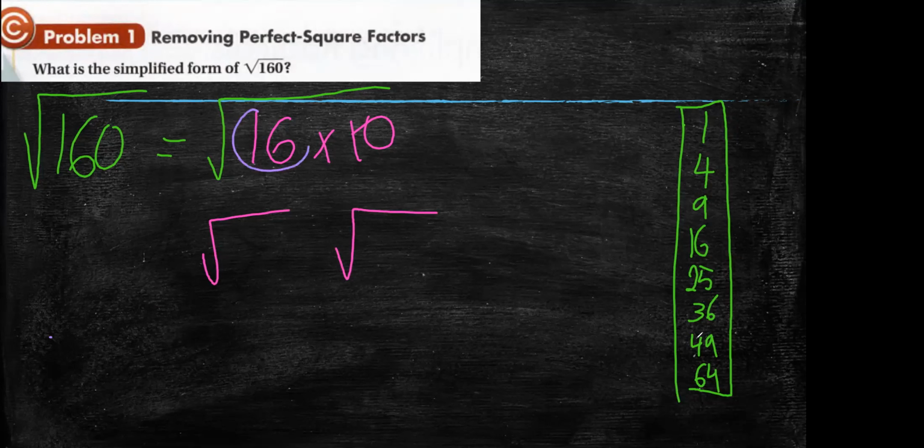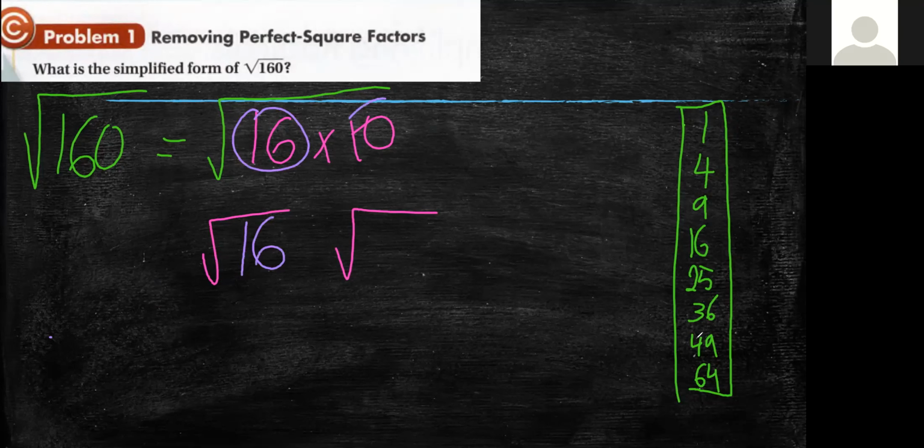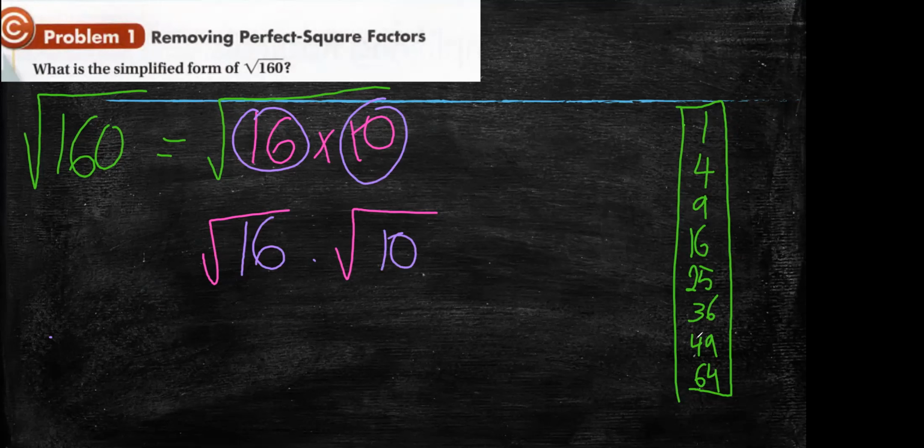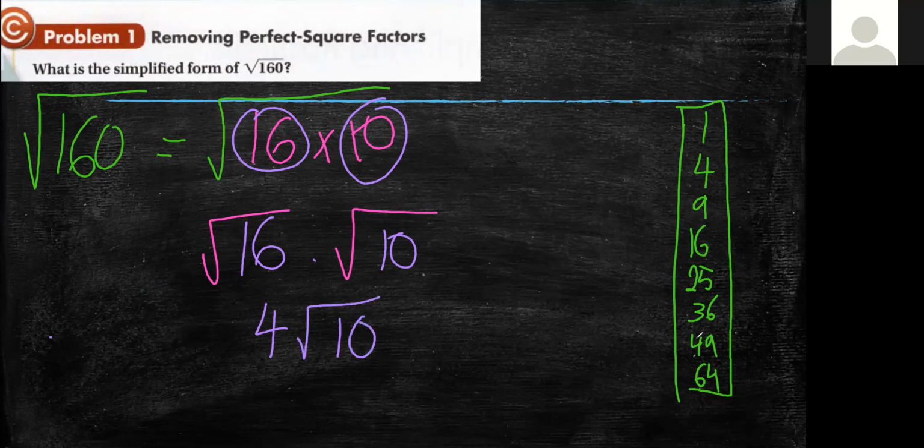I have 16, I will write it here. And I have the 10, I will write it here. Okay? Then, what is the square root of 16? 4. And the square root of 10? There's no. So I will simplify it as 4 square root of 10. Can it stay as it is? Yes, keep it as 4 square root of 10. This is the simplified one.